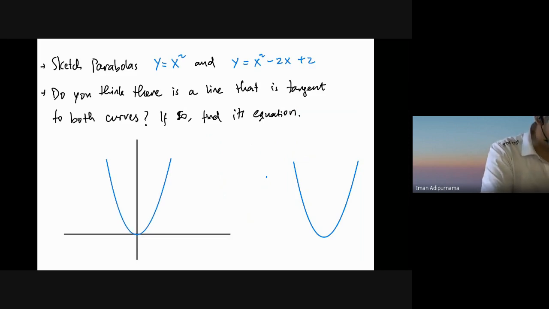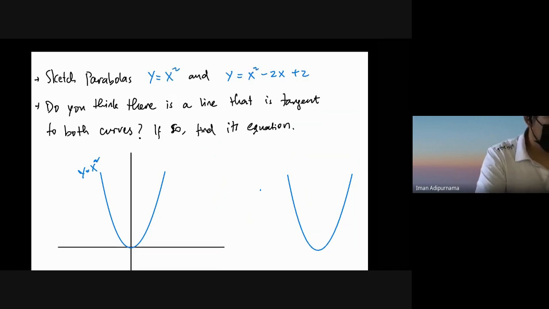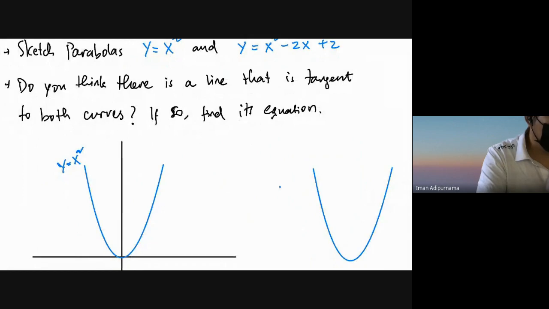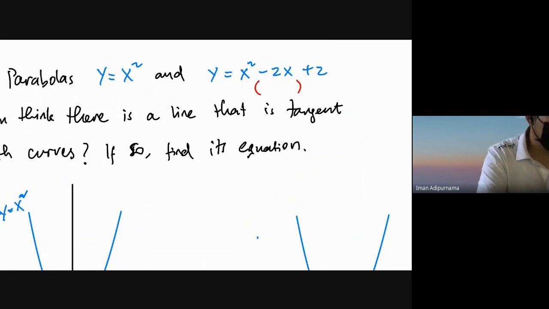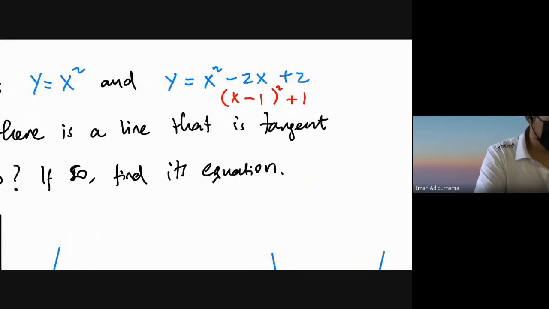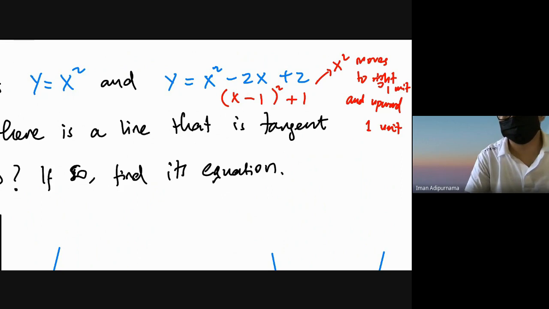Okay, probably this is y equal x squared. And if you look closely, y equal x squared minus 2x plus 2, I can rewrite this in the form of (x minus 1) squared plus 1, right? And this is actually the same x squared, moved to the right and upward 1 unit. So right 1 unit, upward 1 unit. Yes, good. x minus 1, correct.